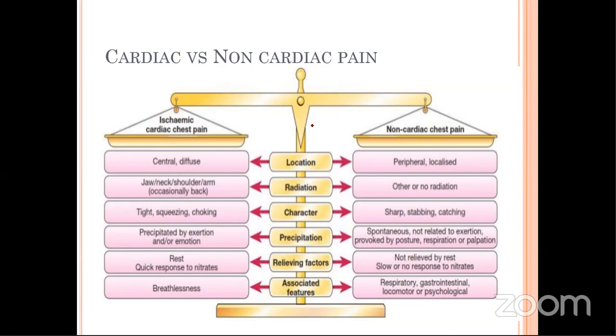Based on the location, cardiac pain will be central, diffuse, whereas a non-cardiac chest pain is usually peripheral and localized. There will be radiation of cardiac pain to jaw, neck, shoulder, arm, but usually a non-cardiac pain has no radiation, or sometimes, if at all, there is a radiation to some other areas. Cardiac pain is tight, squeezing, choking type of pain, whereas non-cardiac pain is sharp, stabbing, and catching. Precipitation, as I told you, for cardiac pain, is by exertion and emotion. And non-cardiac pain is spontaneous, not related to exertion.